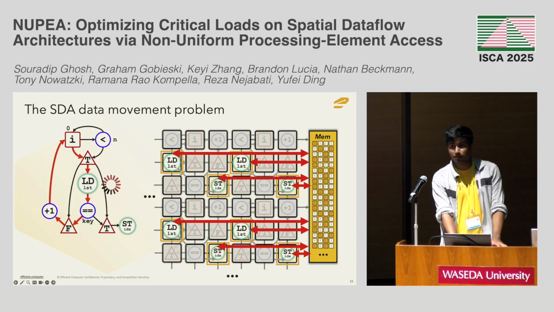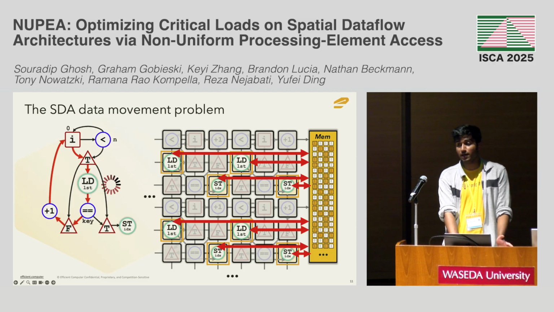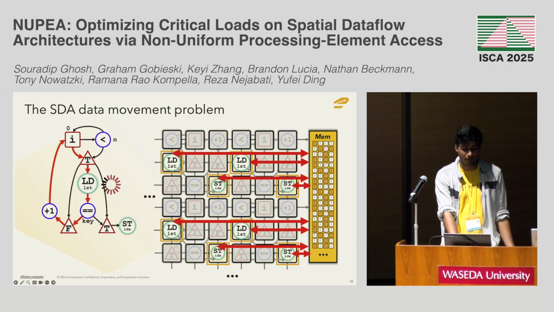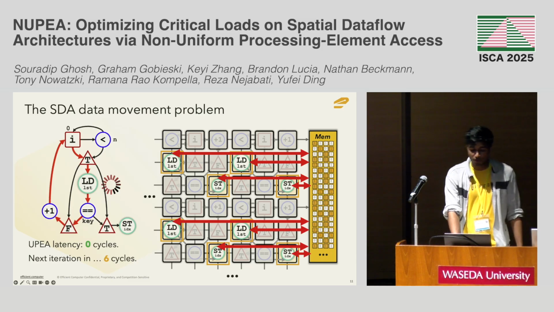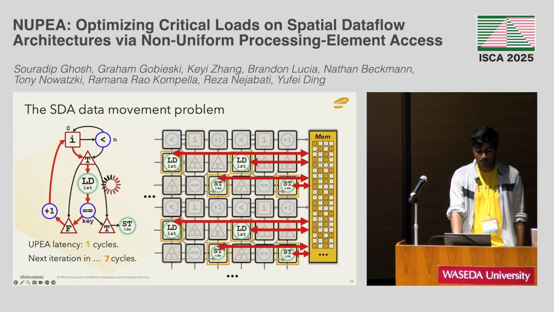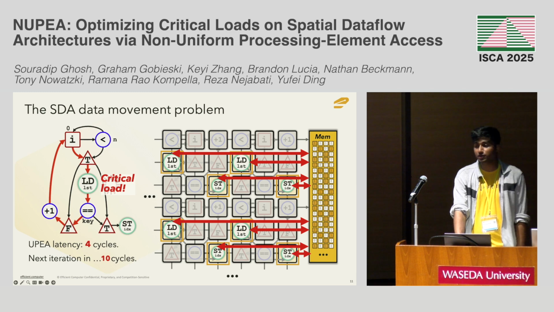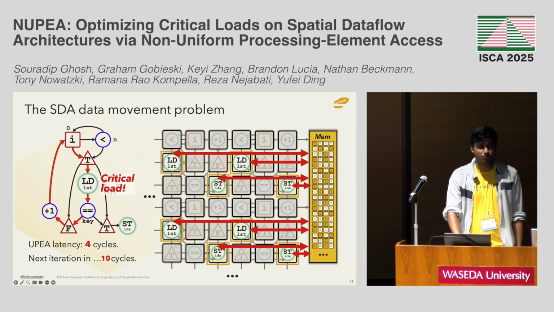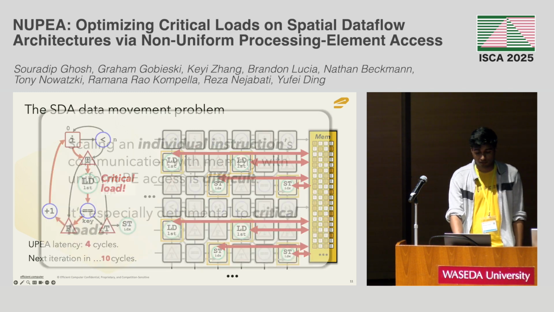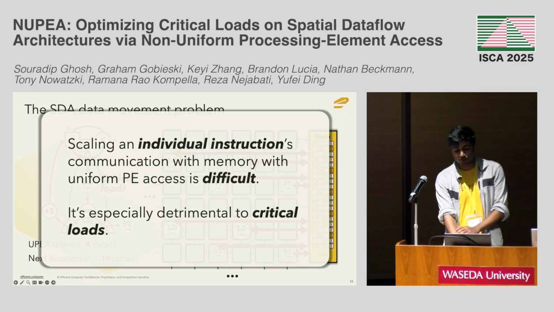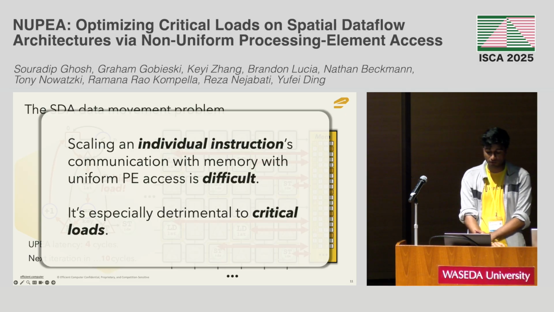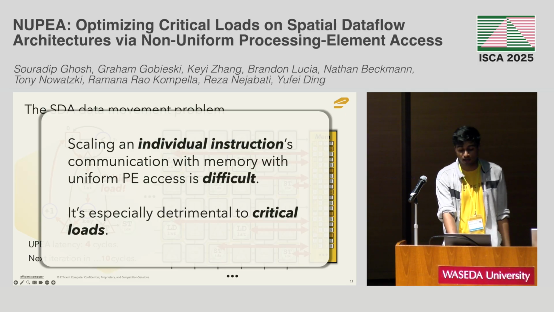Note that if the store is slow, we don't have the same impact since it's not on the critical path. And so if we up our UPO latency, the performance degrades very quickly. We call this kind of load a critical load because its performance controls the performance of the whole program. All in all, scaling an individual instruction's communication with memory is difficult if you want to maintain uniform PE access, and it's especially bad with critical loads.